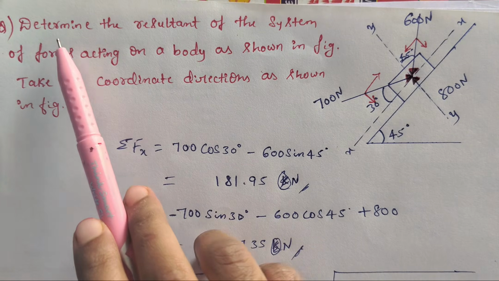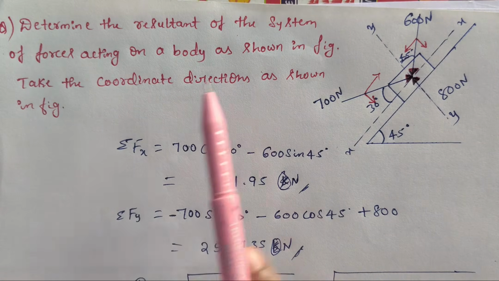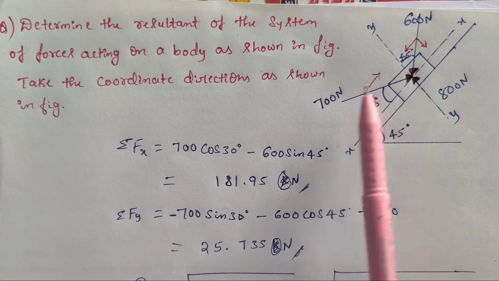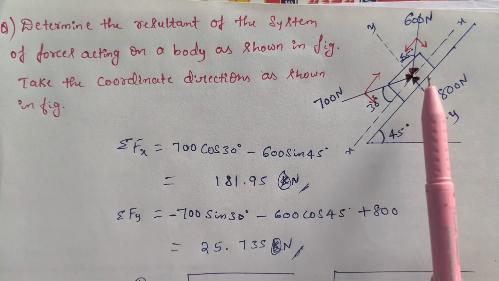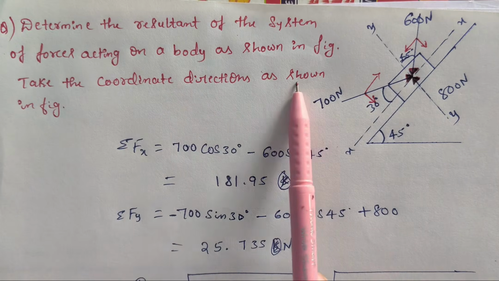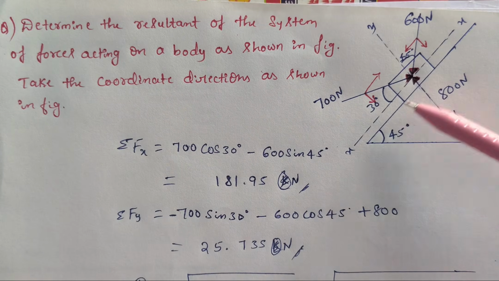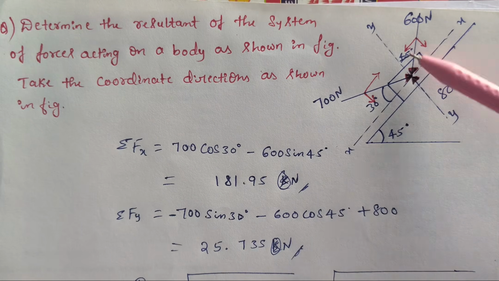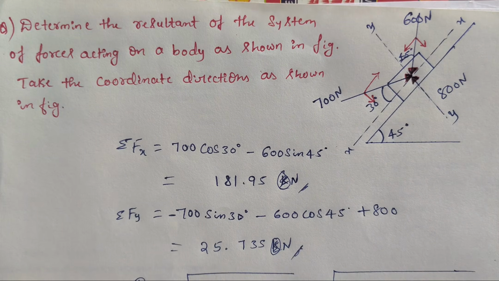The question says, determine the resultant of the system of forces acting on a body as shown in figure. See, there is a system of forces acting on a body. Take the coordinate direction as shown in figure. The direction is given with the inclination of 45 degrees. So we have to consider these direction coordinates.